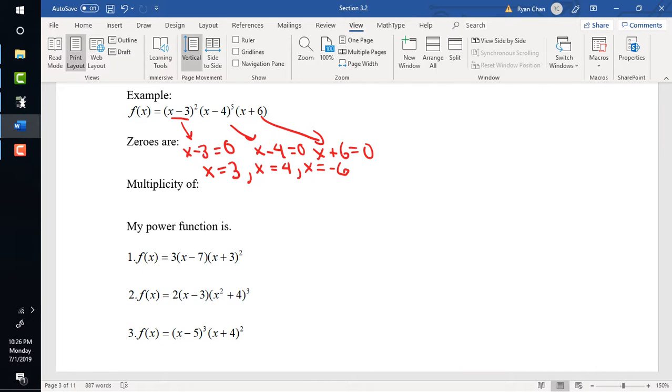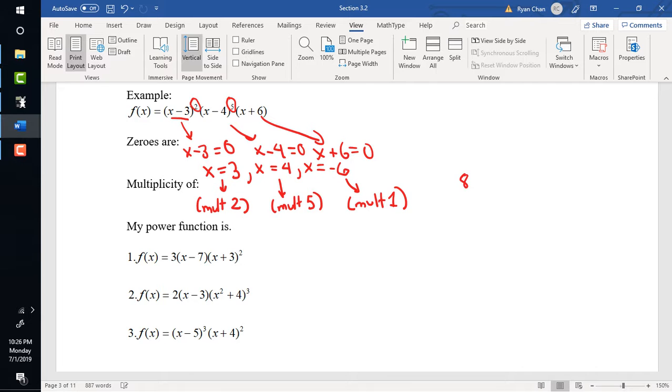Sorry about that. My multiplicity here is going to be my exponents up here. So I would say x equals 3 with a multiplicity of 2, MULT for short. x equals 4 with a multiplicity of 5. And then x equals negative 6, this is the one that trips people up, has a multiplicity of 1, because I don't have an exponent. Remember, x to the first is just x.